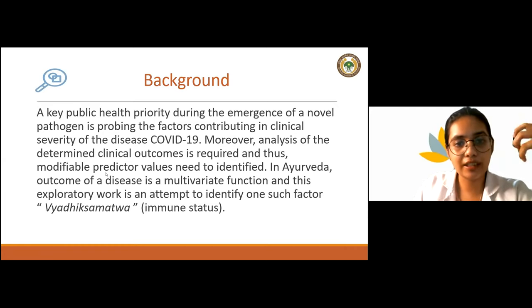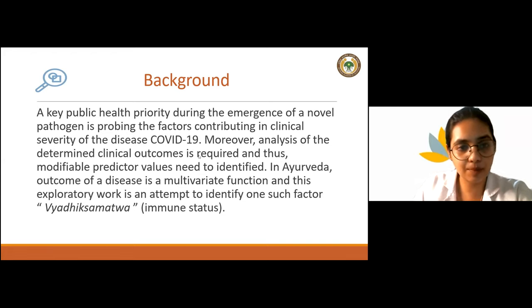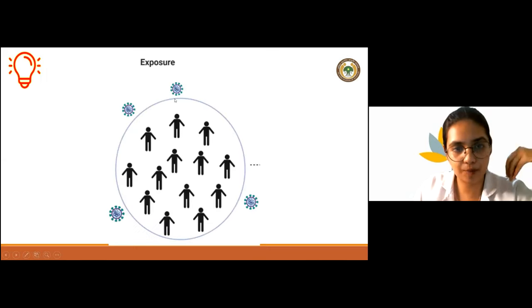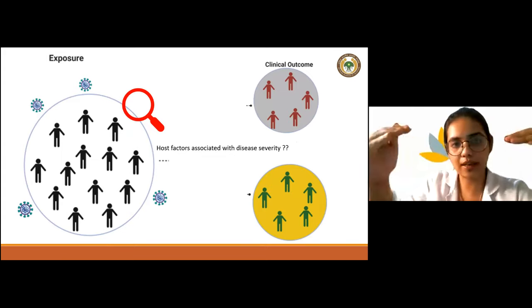So it is a key public health priority, and it was the emergence of a novel pathogen. We were probing the factors contributing to clinical severity of COVID-19 disease, and the analysis of the clinical outcome was based on standardized scales used in contemporary science. We wanted to explore what is the common link, what is the bridge between the exposure and the clinical severity that we encountered in patients who had the same kind of exposure. For example, if there is a group of individuals who have the same kind of exposure, when we see their outcome, the outcome is very different from one group to another.